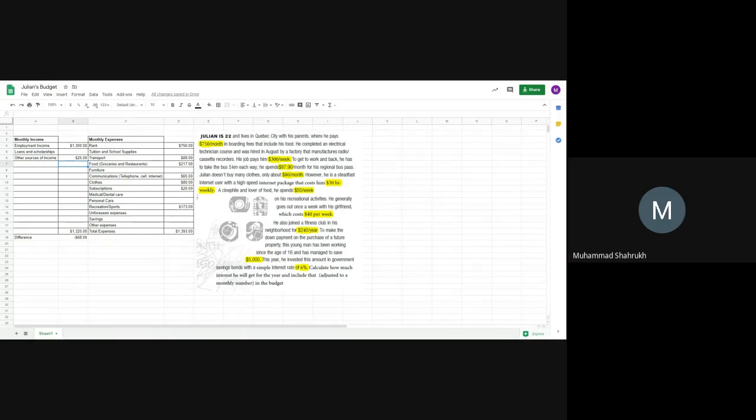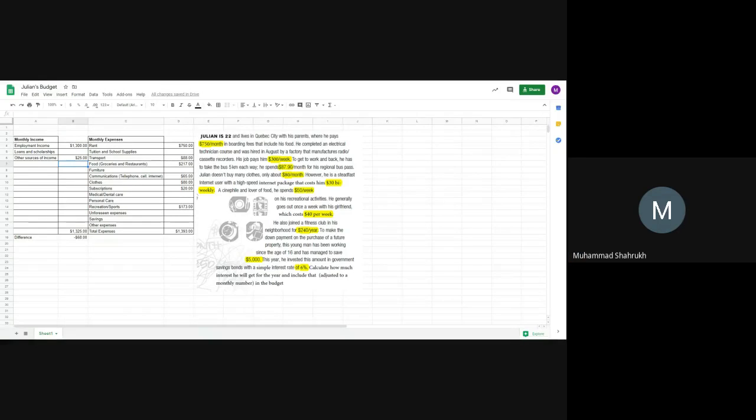Look at the bottom here. He's spending $1,393 per month. He's only earning $1,325. That cannot continue. He's going to go into bankruptcy. He's going to go into debt. So you're trying to help him to fix that by saying, look, Julian, you've got to reduce some of the numbers over here. Right? And that's your job. You need to do that.